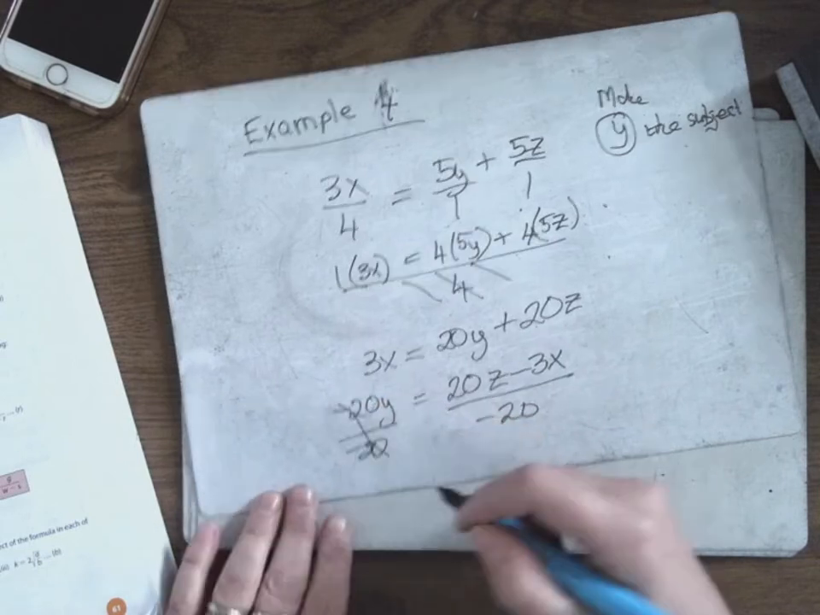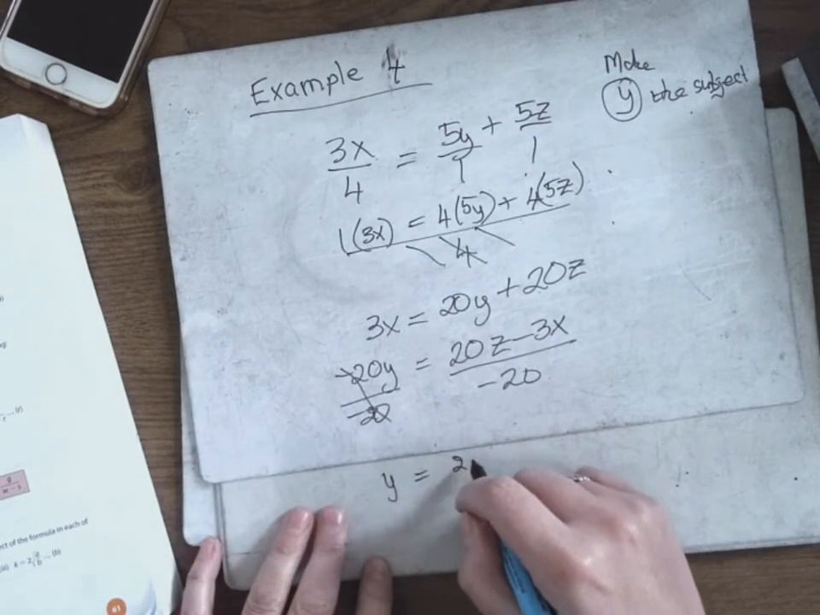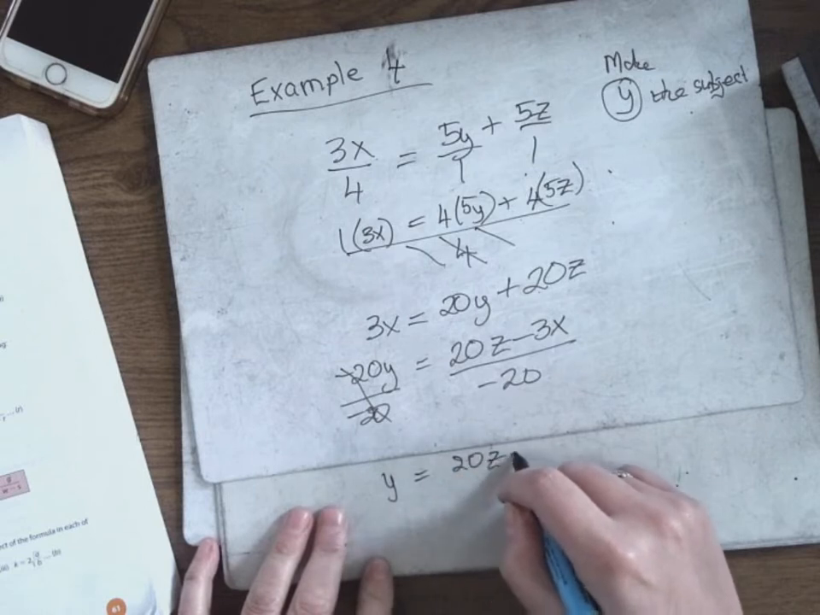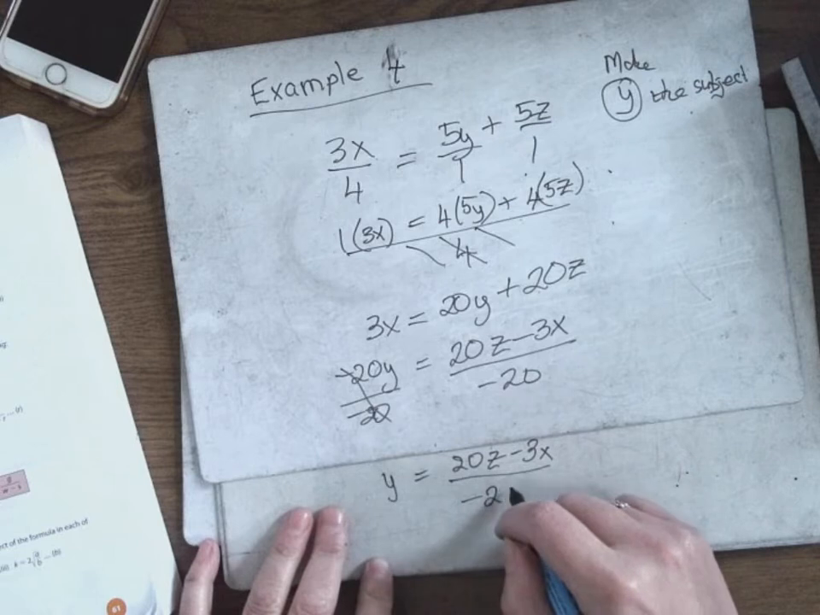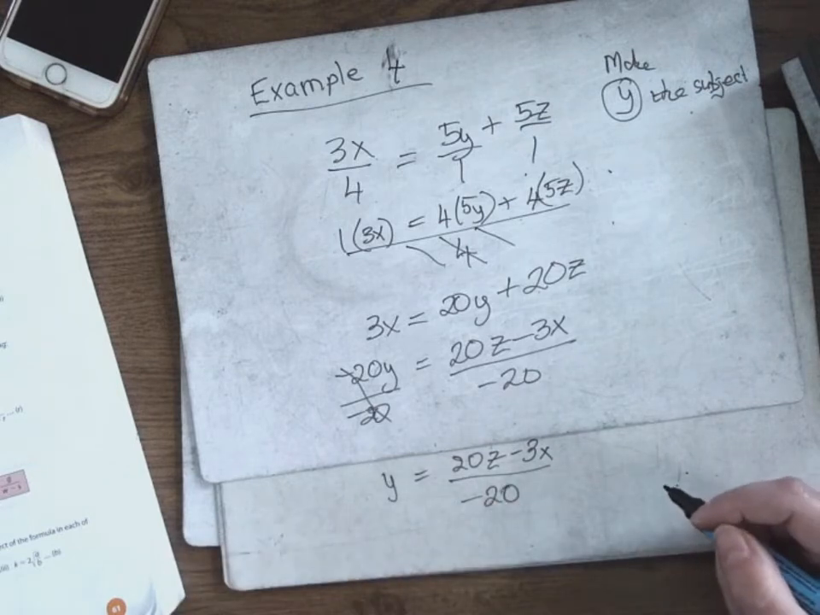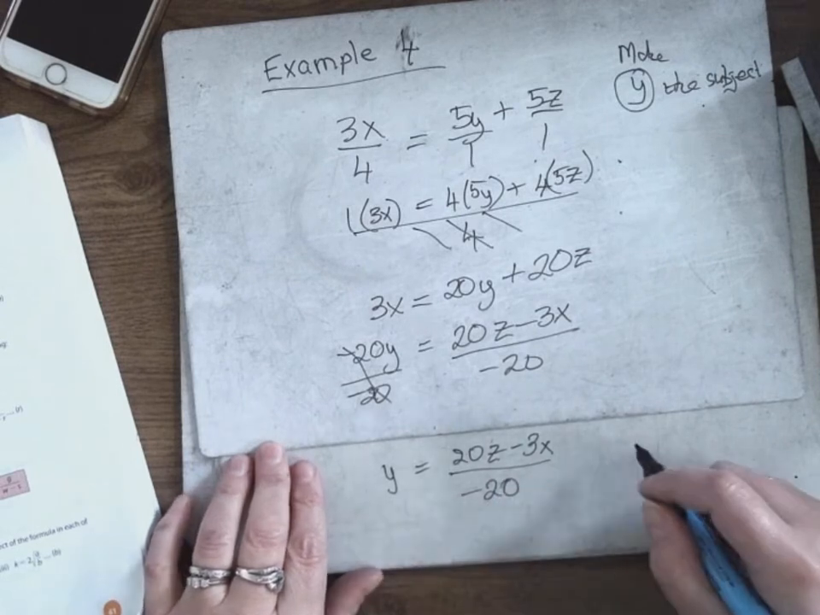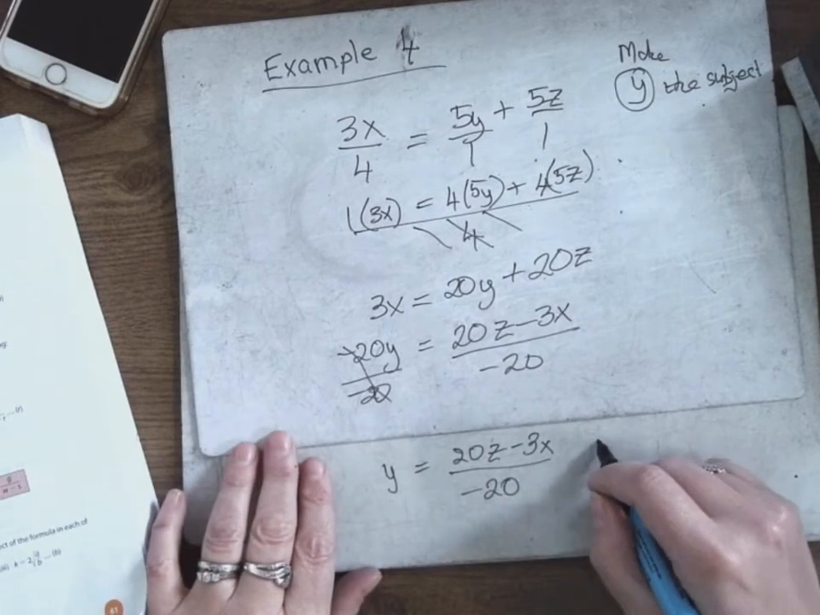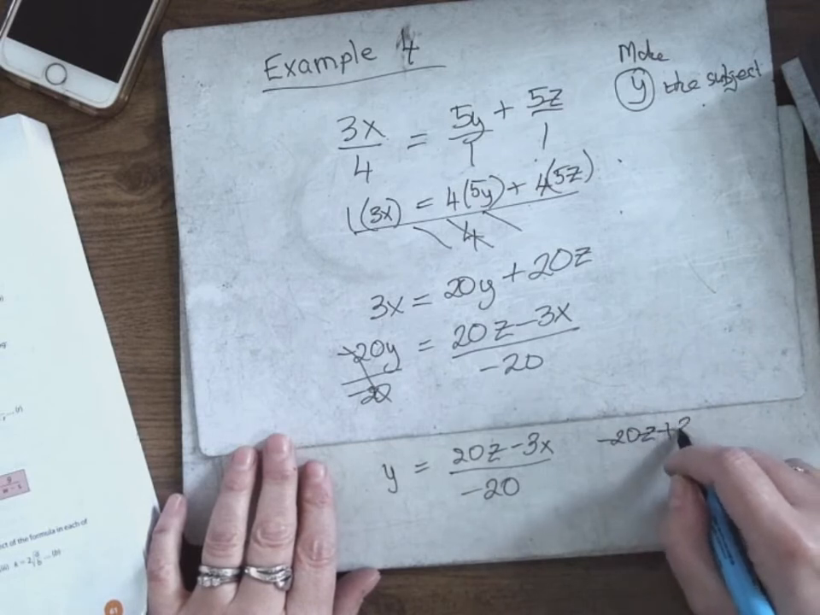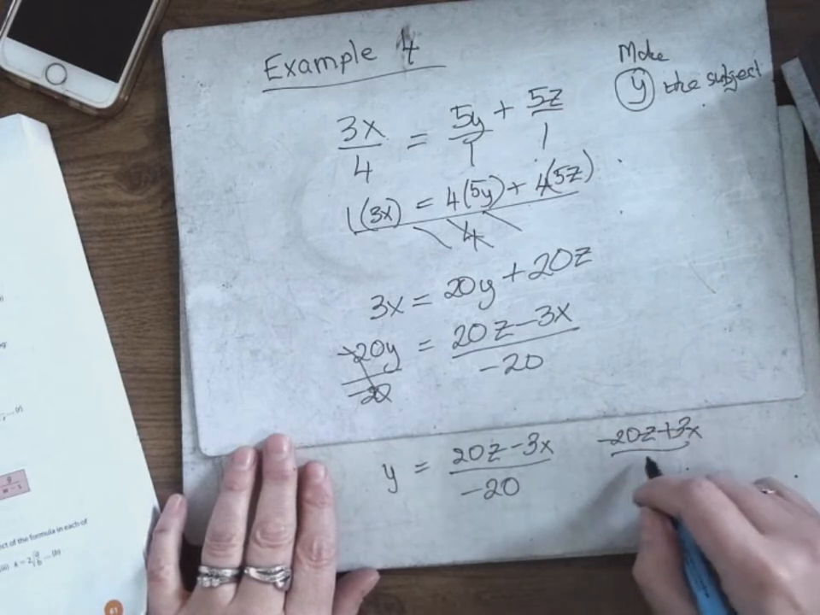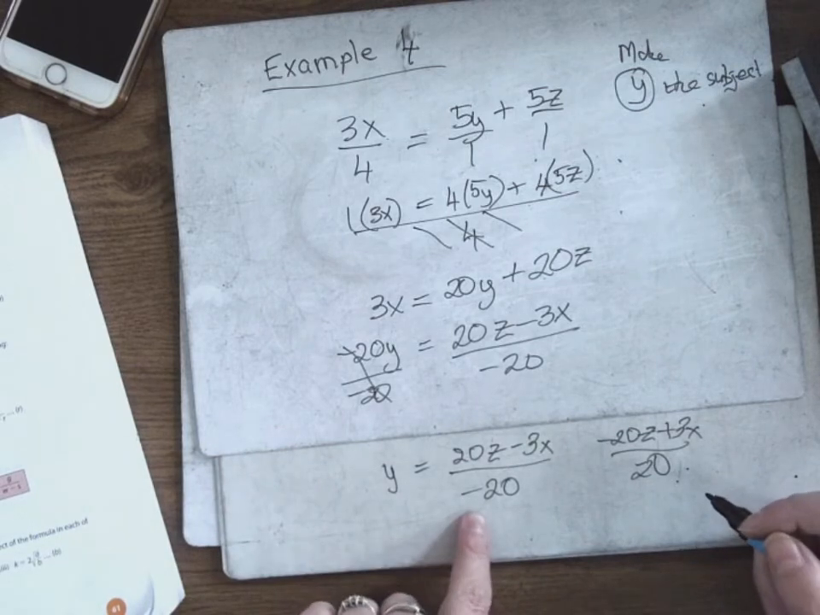And they cancel, and you get y is equal to 20z minus 3x over minus 20. Okay, and at the back of the book, girls, that will read minus 20z plus 3x over 20. They just have the opposite sign, but that's fine. This is perfect. This will do me just fine.